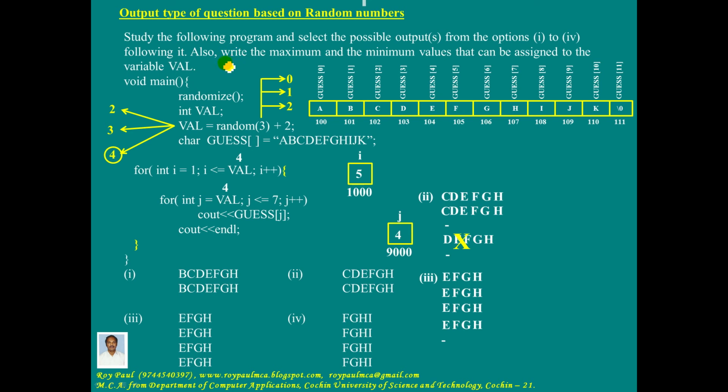A second part of the question is there. Also write the maximum and minimum values that can be assigned to variable VAL. So in variable VAL, the maximum value that can be assigned is 4 and the minimum value that can be assigned is 2. So maximum is 4 and minimum is 2.